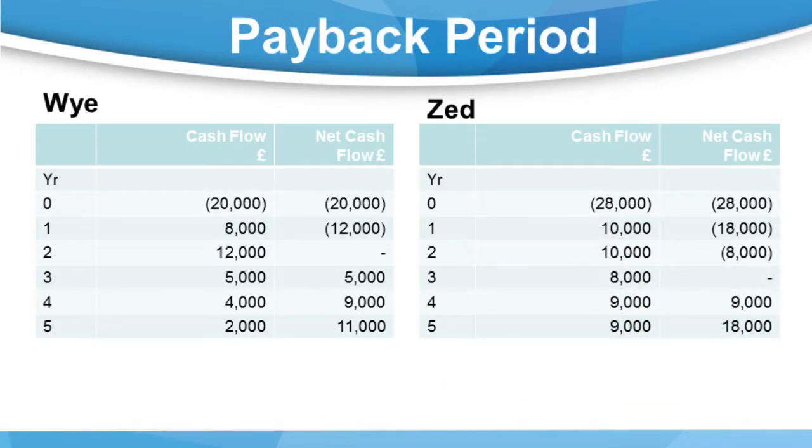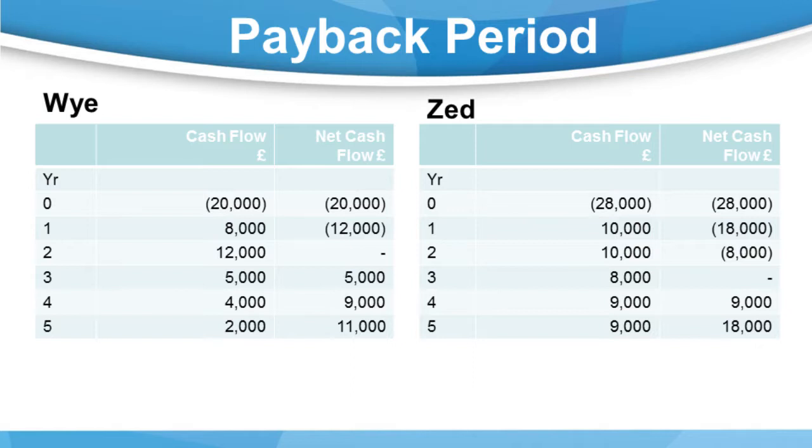Here, a company has two alternative investment projects, Project Y and Project Z. Project Y involves an initial outlay of £20,000, shown here at year 0 as a negative value. The positive cash flows for subsequent years are then shown, £8,000 for year 1, £12,000 for year 2 and so on. The third column then shows the cumulative cash flows.